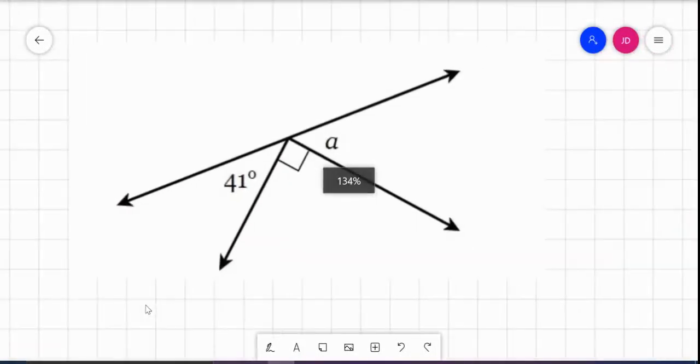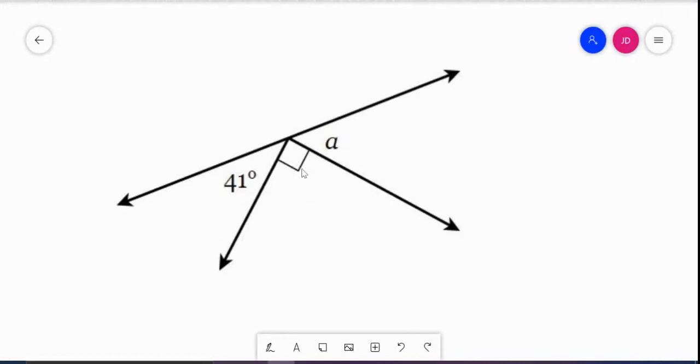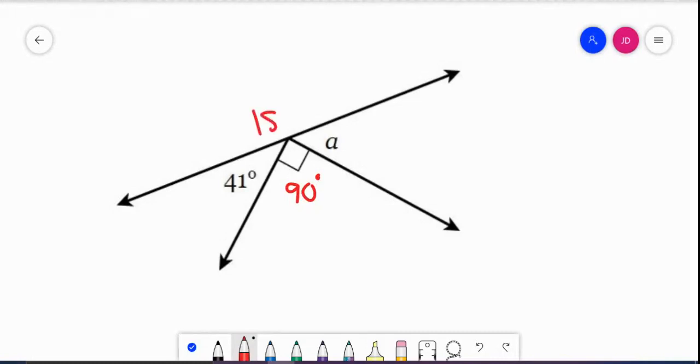All right, just do this one. Okay, I know this is 90 degrees. I'm just going to write that in right here. Right? I know this is 180. I know also this is 180 all the way around here, right? This is 180. So to find out this missing part, I have to take 180 minus 41 minus 90 to figure out this one.